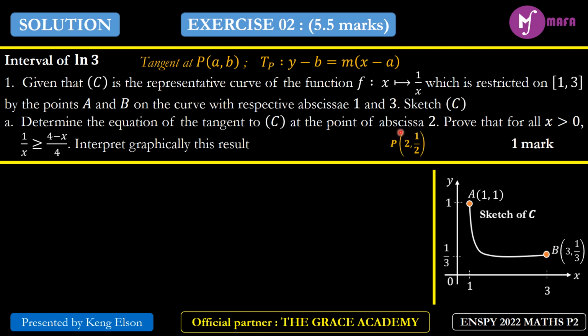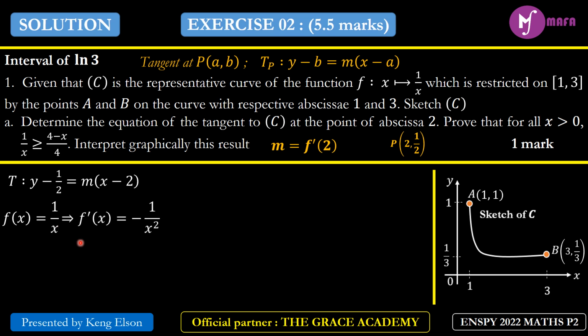Now in this case, our point P has x coordinate 2, so the y coordinate is f of 2, which is 1 divided by 2, and m is simply the gradient at the point, which is f prime of 2. So the tangent line at the point with abscissa 2 is given by y minus half, because half is the y coordinate, equals m into x minus 2, where 2 is the x coordinate. To find m, we need f prime of x. Since f of x equals 1 on x, f prime of x is negative 1 on x squared. So m, which is f prime of 2, is negative 1 on 2 squared, which is negative 1 on 4.